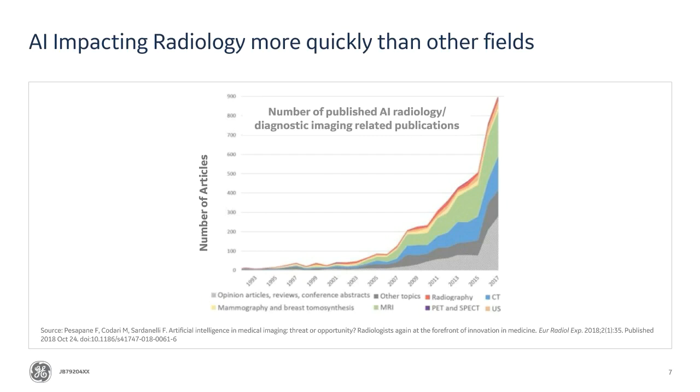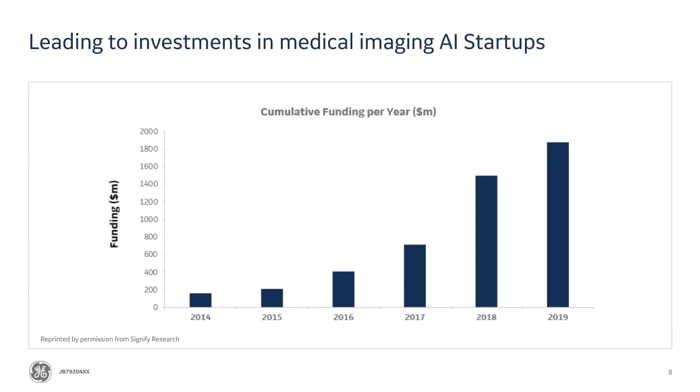AI is impacting radiology at a much quicker pace than other fields. In this graph of published articles and papers on utilizing AI for diagnostics and radiology imaging, we can see this exponential trend very clearly. It shows the number of publications dramatically increased over the past 10 years, from 150 to 800 a year. And this is leading to an exponential growth in investment in medical imaging AI startups. In fact, investment in healthcare AI tops all other industries in AI deal activity.